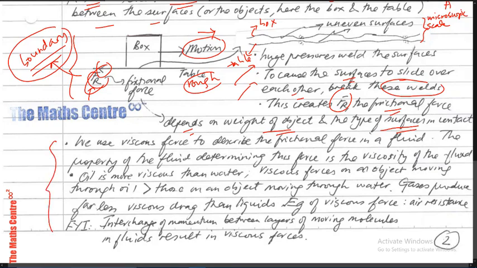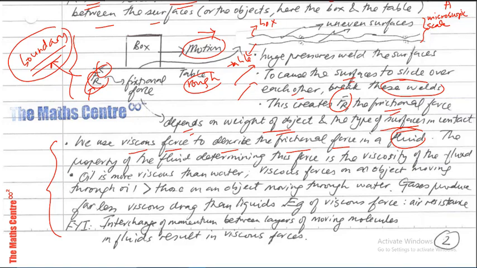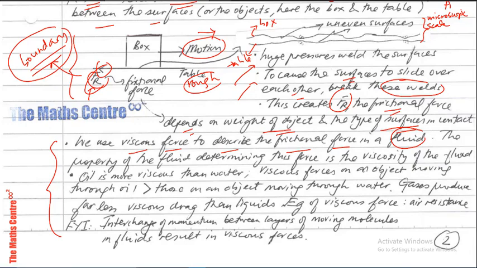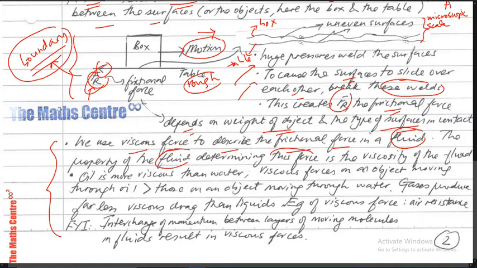Let's read this paragraph. We use the term viscous force to describe the frictional force in a fluid. Fluid means liquid or gas. Now, the property of the fluid determining this force is the viscosity of the fluid. Oil is more viscous than water. We know that, yeah? Water flows easily, oil does not. Now, the viscous forces on an object moving through oil will be bigger than those on an object moving through water.